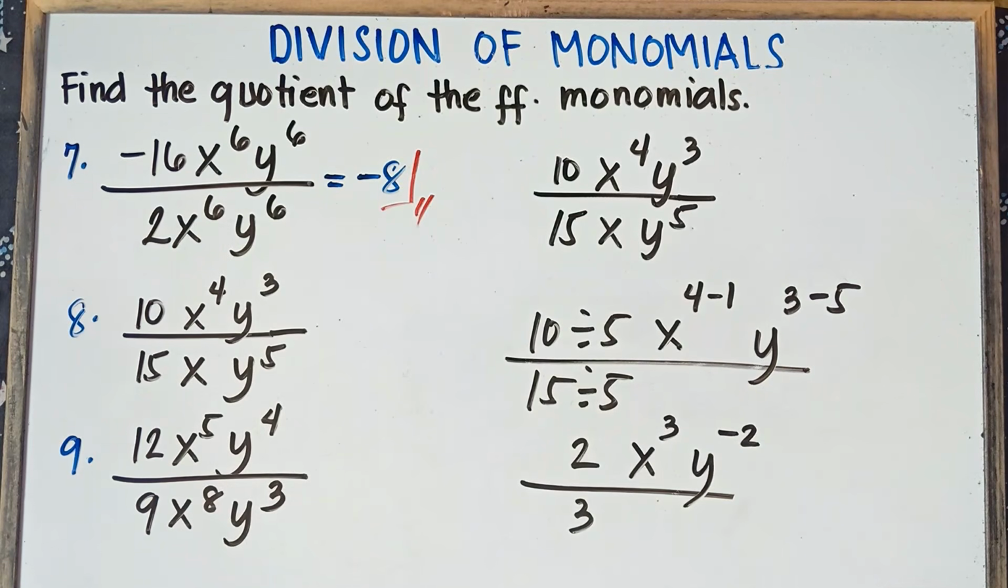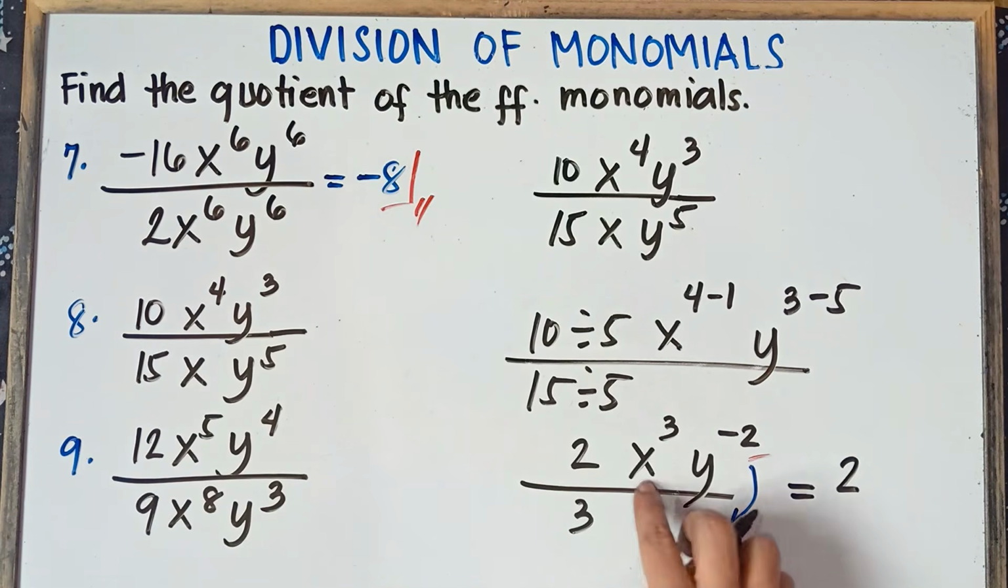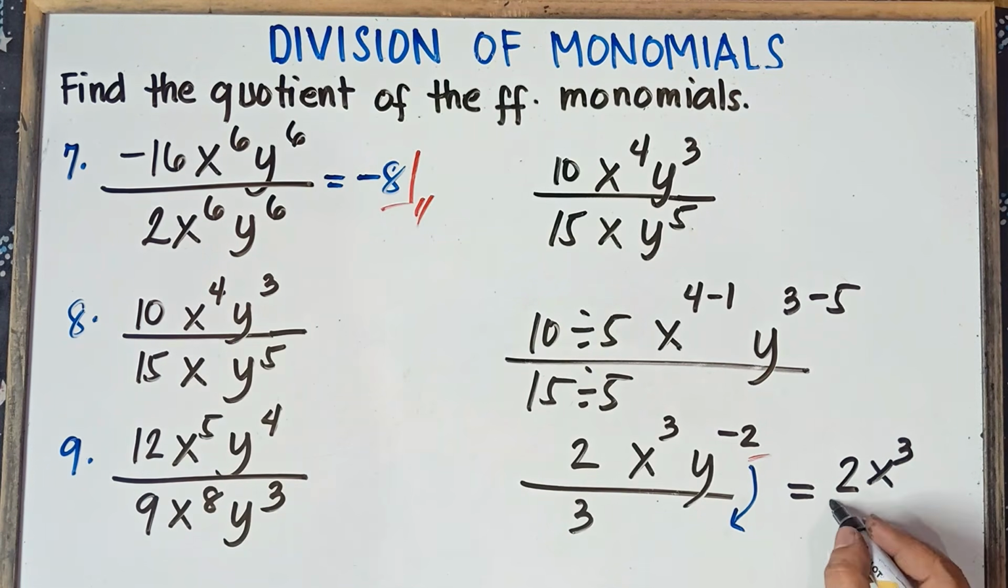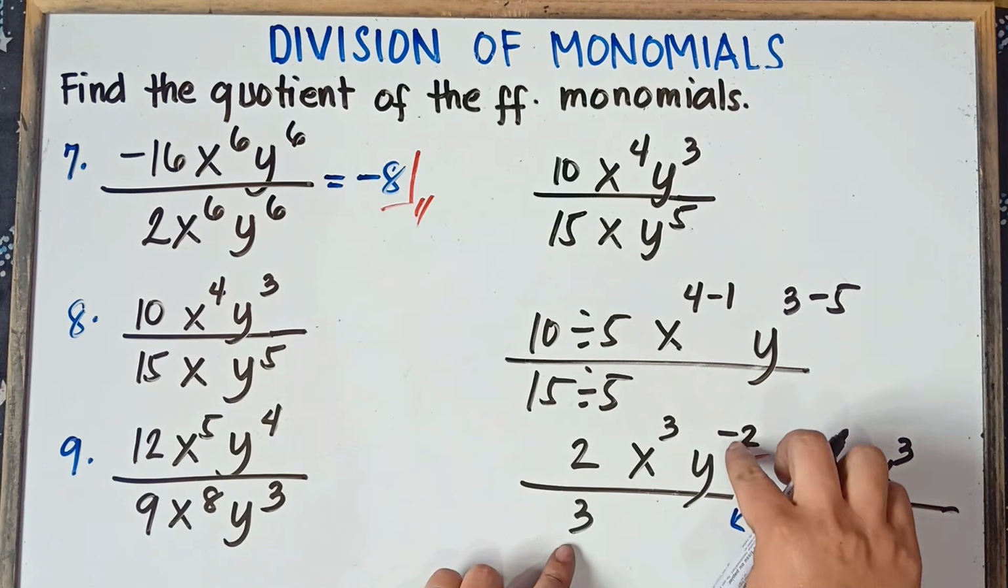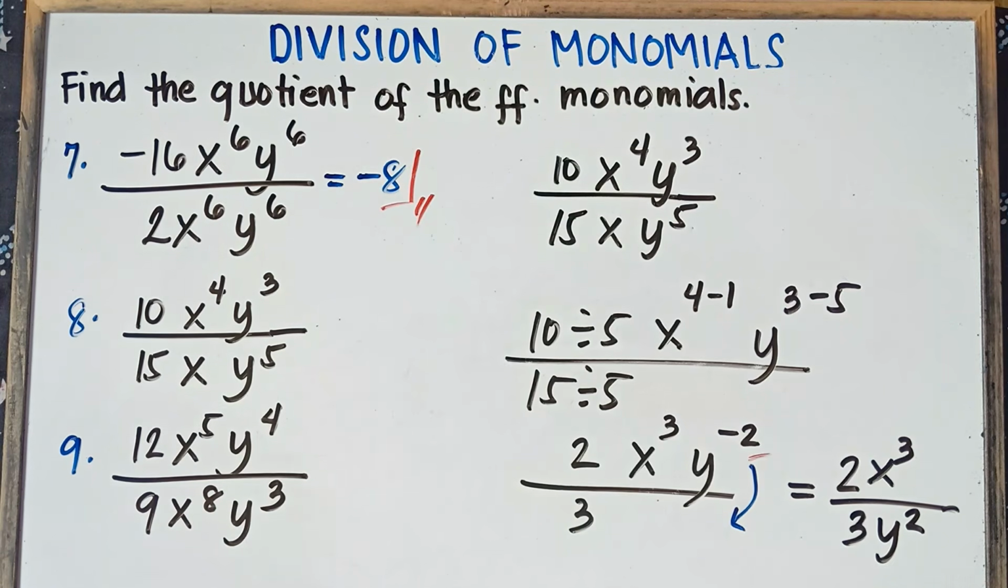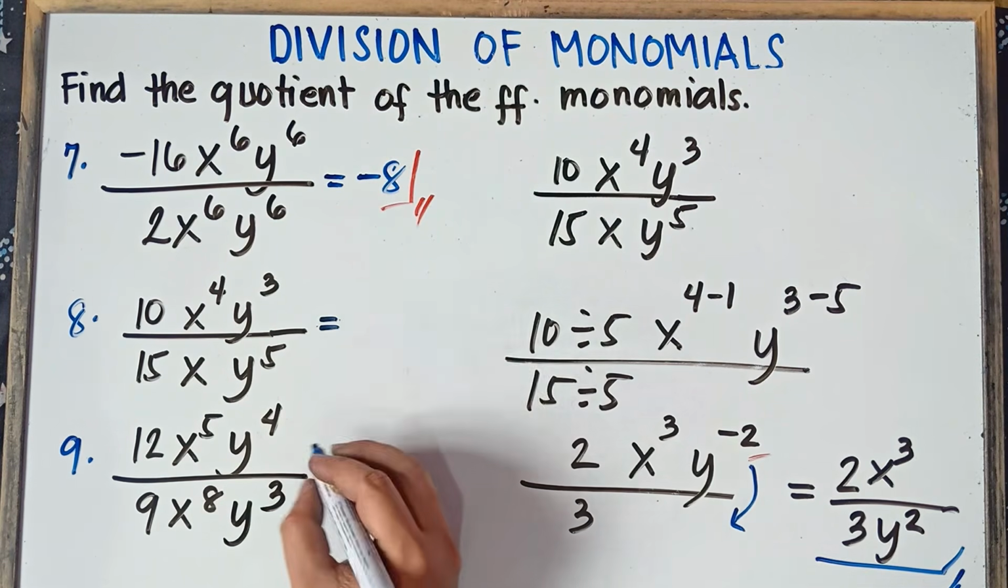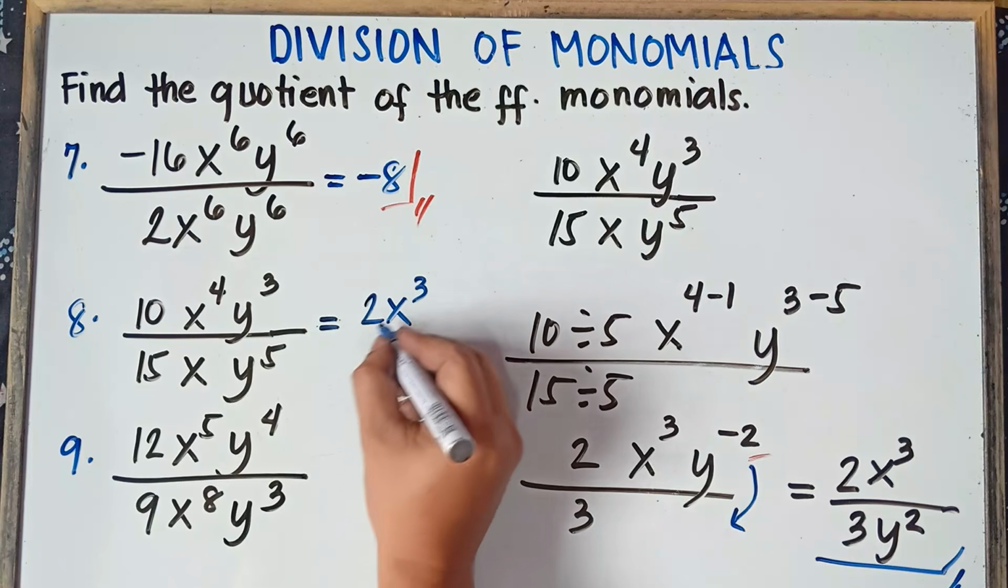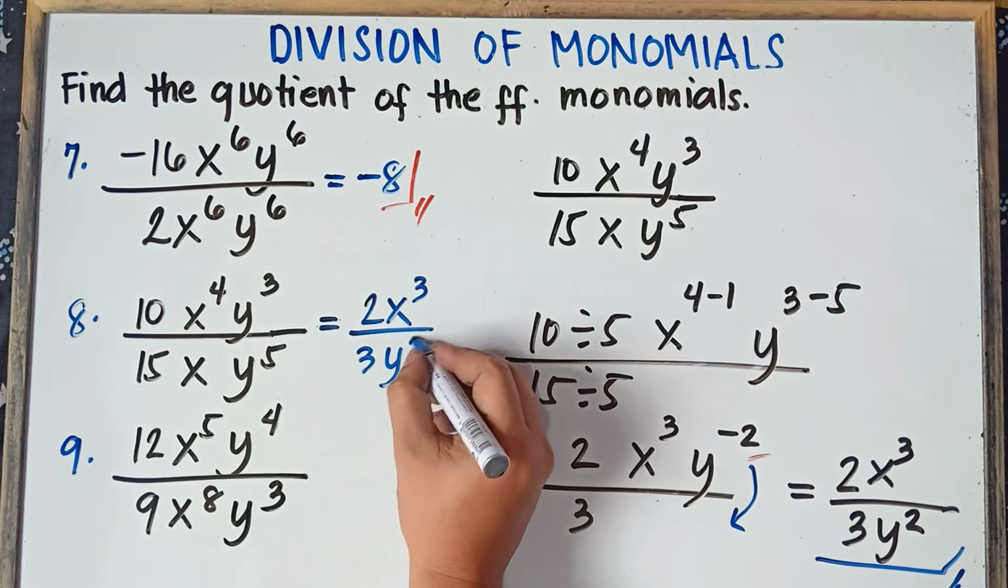Is this our final answer? Nope. This is not our final answer because we have a negative exponent. So therefore, we put this one on the denominator. So copy 2, copy x cubed, over, copy 3, and then put this one on the denominator. That would be y raised to the power of 2. That's it, class. All set. That's the answer with regards to example number 8: 2x cubed over 3y raised to the power of 2.